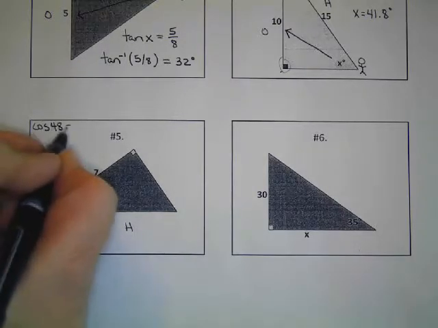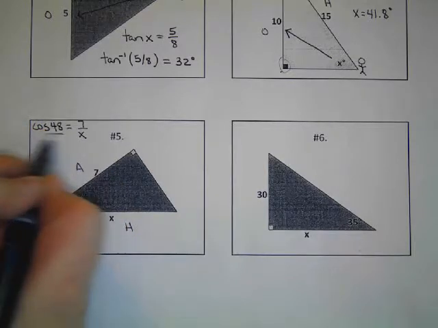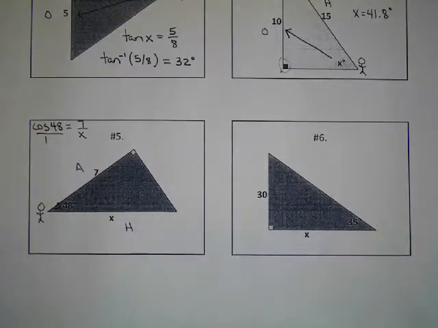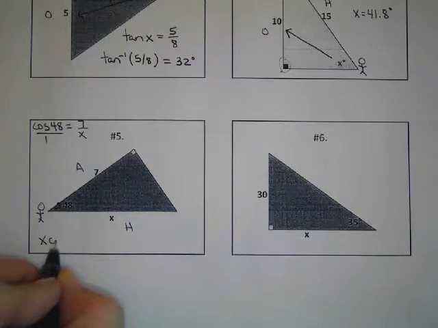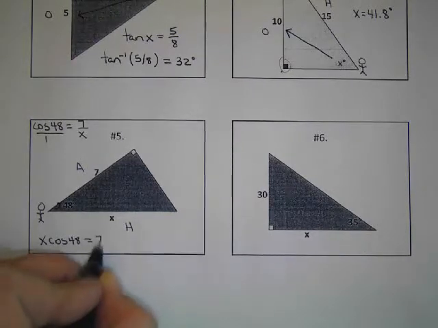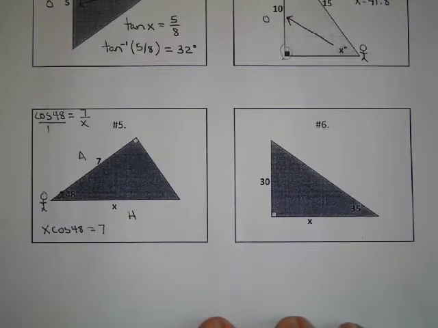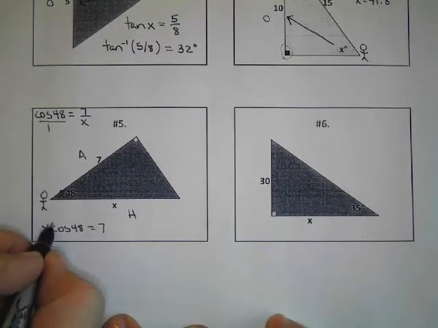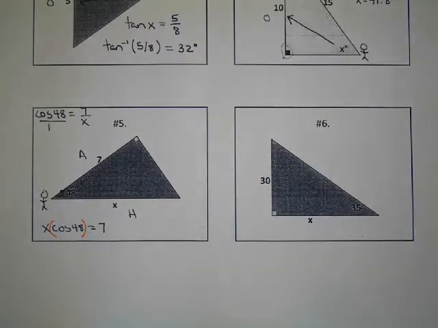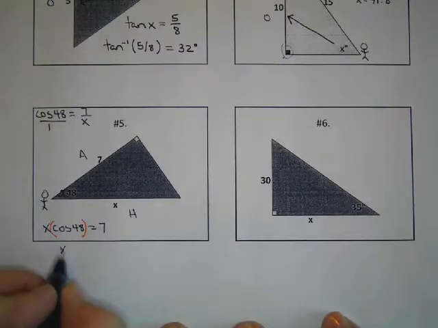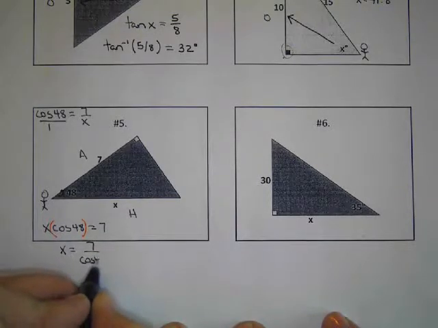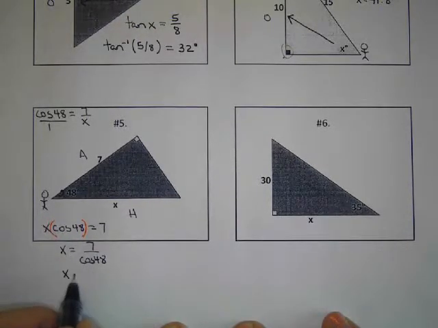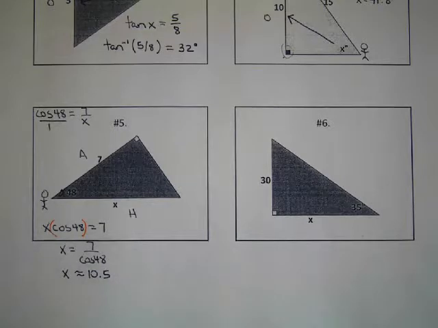So put cosine 48 over 1. Multiply. I'll do that down here so you can see better. So x times the cosine of 48 equals 7. Again, this is one where you want to maybe put this in parentheses so you remember cosine of 48 is a number all by itself. So divide by cosine of 48 to get x alone. And x is about 10.5. So the key is starting at the correct angle, picking out opposite, adjacent, hypotenuse, setting up the correct ratio.